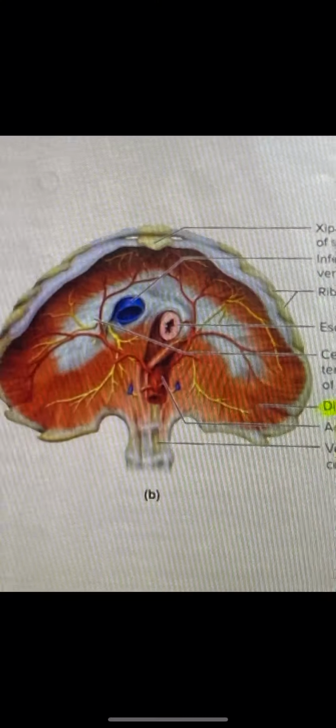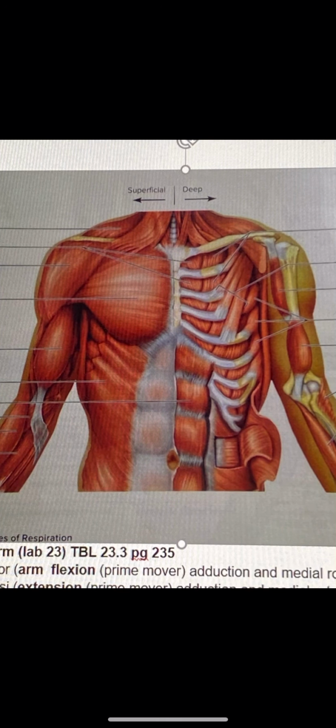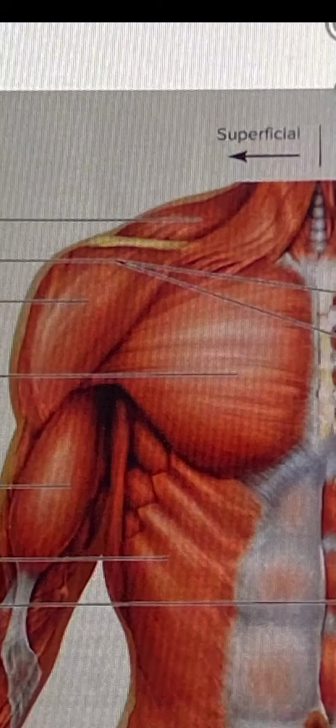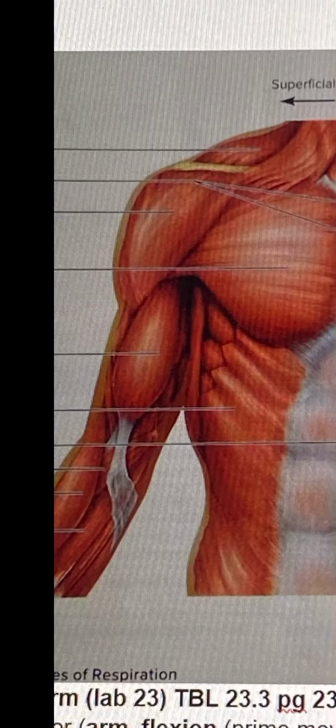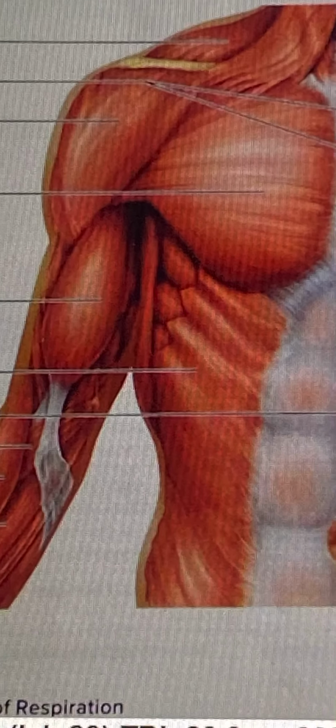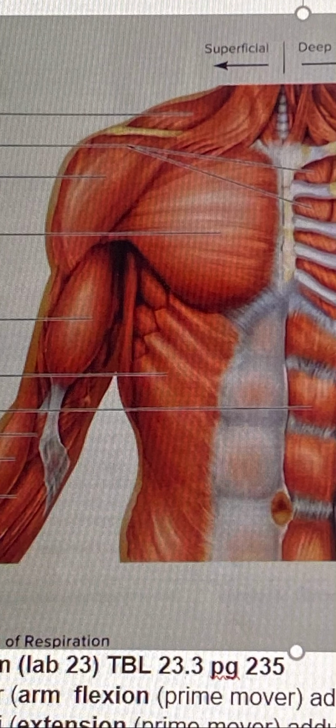Next slide is the trapezius, that's located at the top. Then there's the deltoids, which is the shoulders. Then the pectoralis major, which is the superior part of the pectoralis. Then the biceps brachii, which is right here. Then the external obliques. And then the brachialis on the arms.